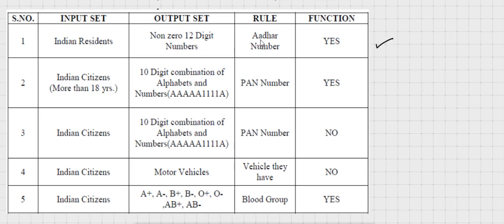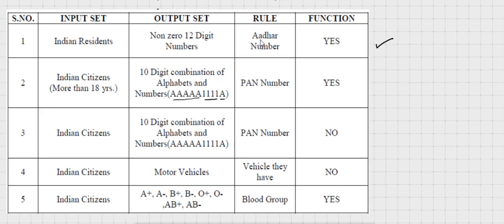Let us take the second example. I am taking the input set as the same, with only one restriction: I am taking those more than 18 years. The output set is a combination of alphabets and numbers, that is 5 alphabets and 4 numbers and again 1 alphabet. This is a 10-digit combination of alphabets and numbers. I am defining the rule as the PAN number.